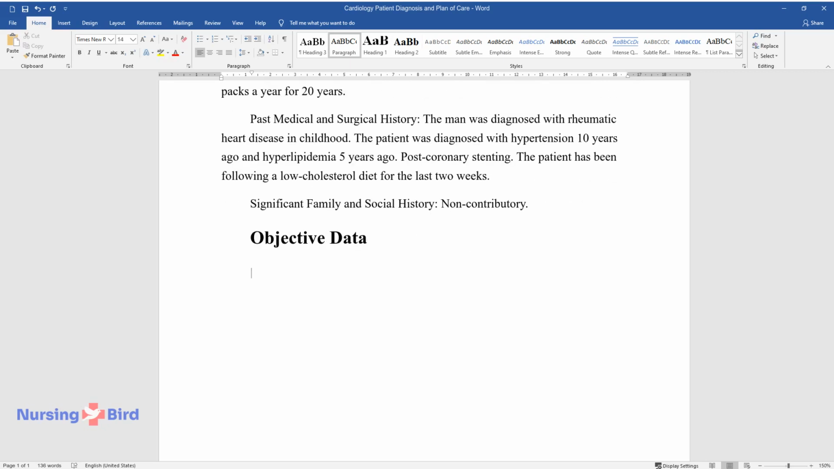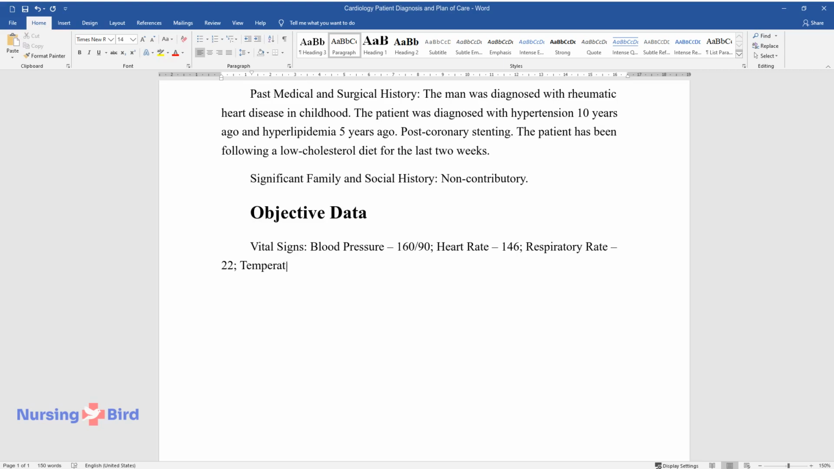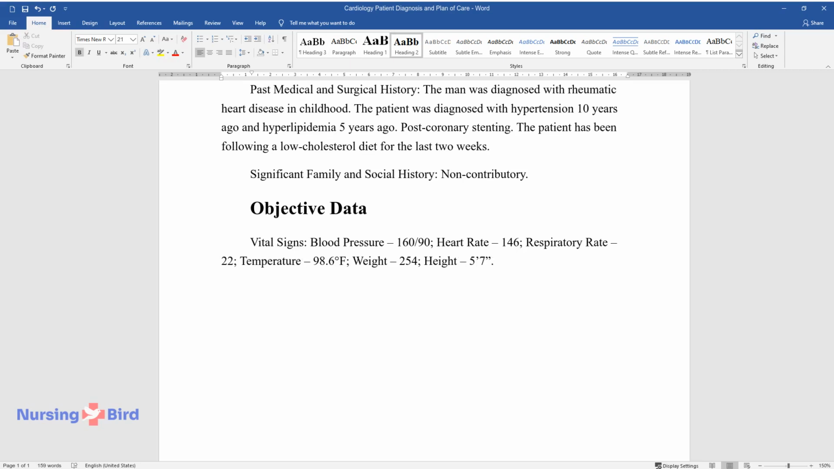Objective data. Vital signs: blood pressure 160/90, heart rate 146, respiratory rate 22, temperature 98.6 degrees Fahrenheit, weight 254, height 5 feet 7 inches.